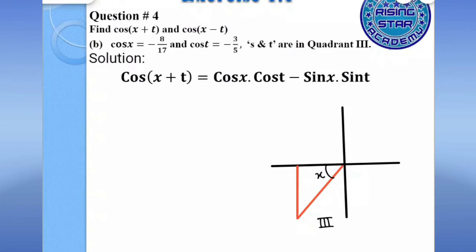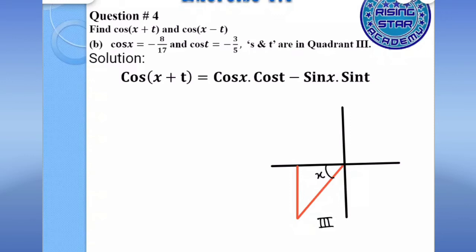Now in part B, we will find the value of sine x and sine t. We know that the given value is cos x equals minus 8 by 17 and cos t is minus 3 by 5, and both are coming in the third quadrant. So due to the third quadrant, we know that in the third quadrant only tan value would become positive and sine and cos would be taken as negative. So first of all, I would write the angle x in the third quadrant after making a triangle.